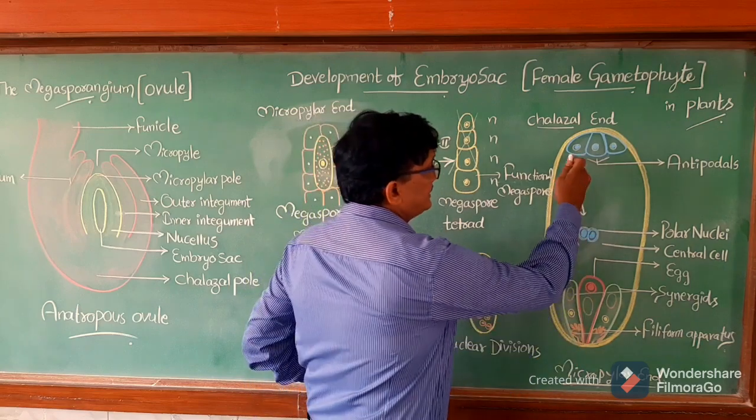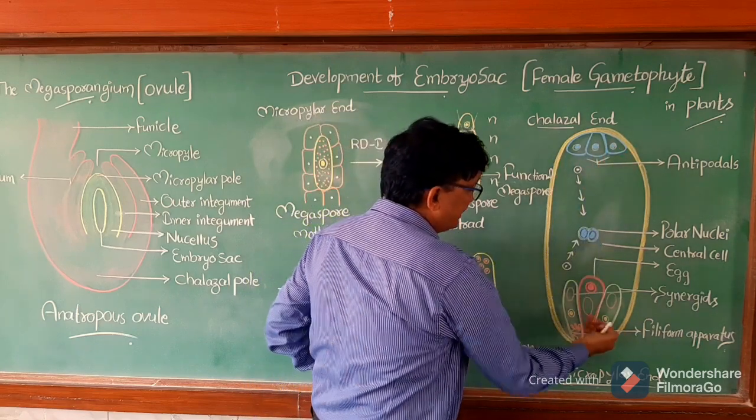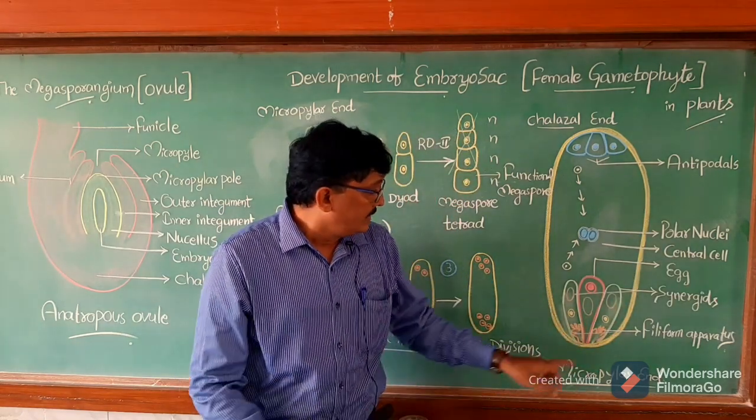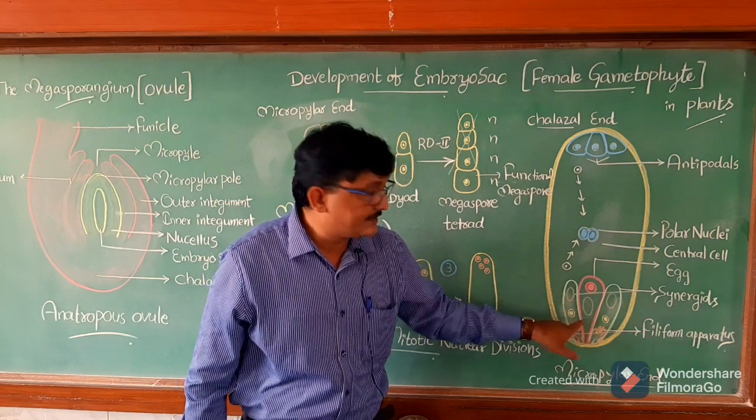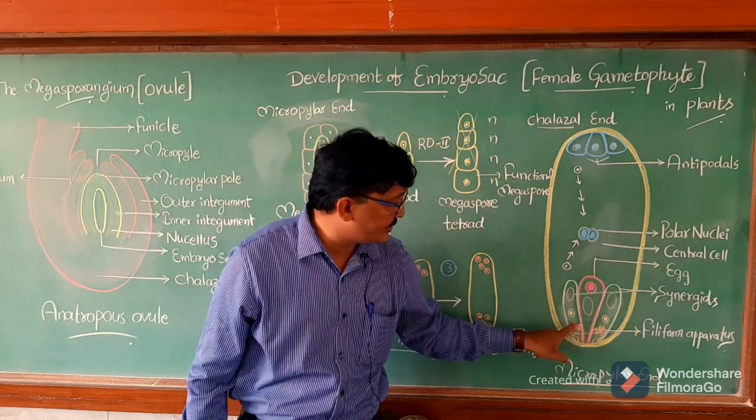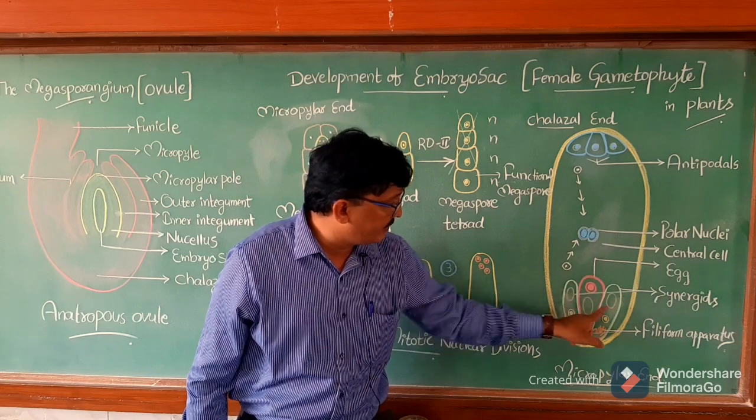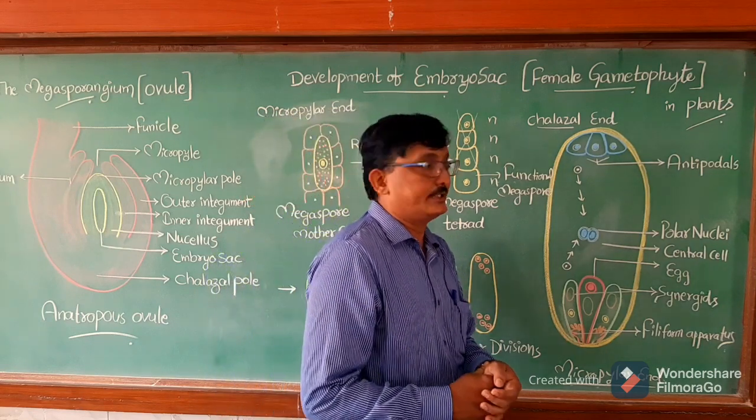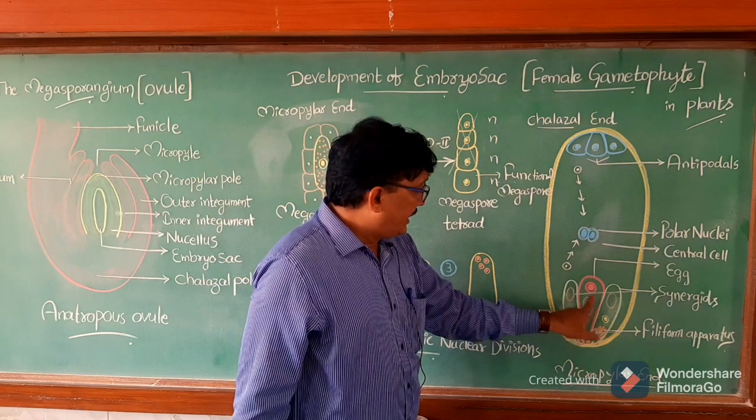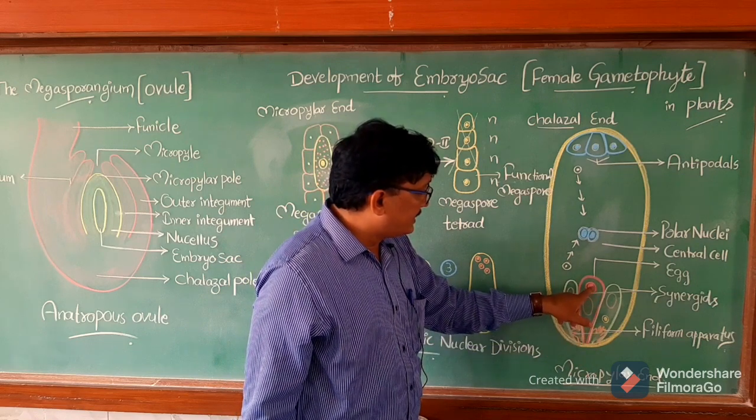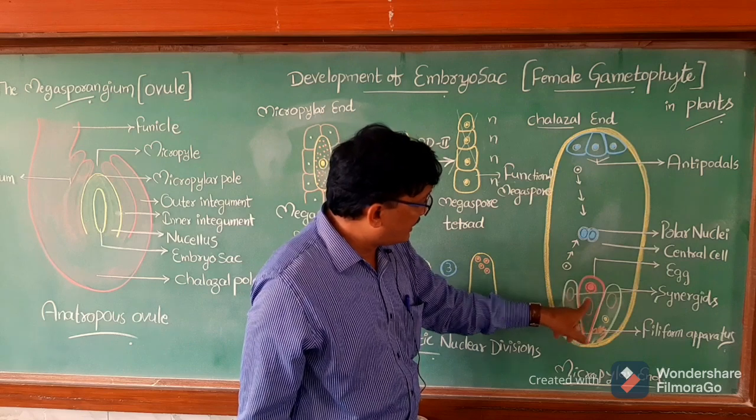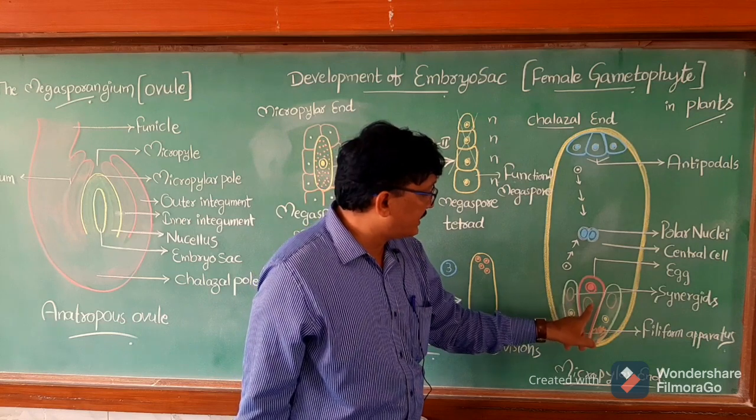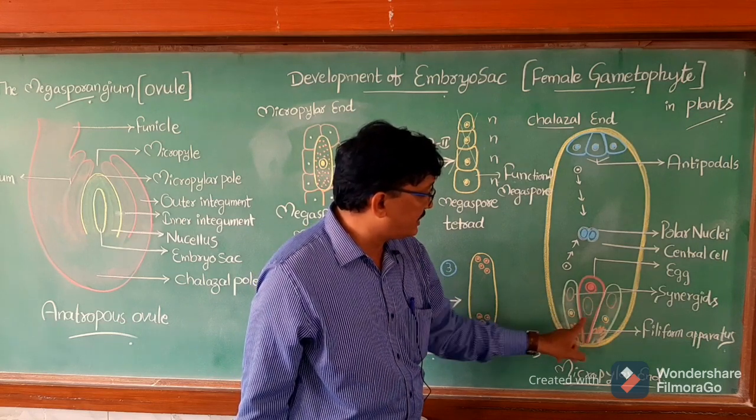Here these are 3 antipodals, and the opposite pole has 3 cells with different names. Two cells are called synergids, and the cell between these two synergids is known as the egg cell. How do we differentiate the egg and synergids? Generally, the egg cell is larger in size and has its nucleus towards the lower part, with the vacuole above. In synergids, the positions of nucleus and vacuole are just the opposite.